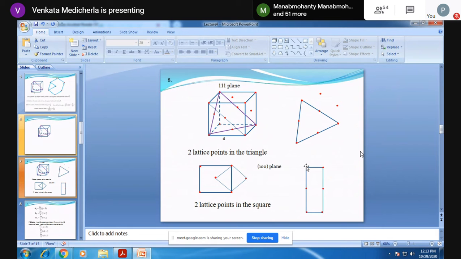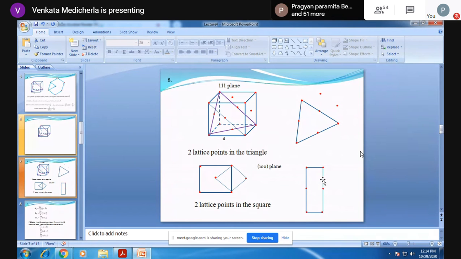Okay, so in the rectangle, points are there at the corners and also at the middle of the sides. Again, corner points will contribute 1 by 4 each, because each corner will be shared by 4 rectangles. 1 by 4 into 4, that is 1. These 2 atoms will contribute 1. So the total number of effective lattice points is 2.